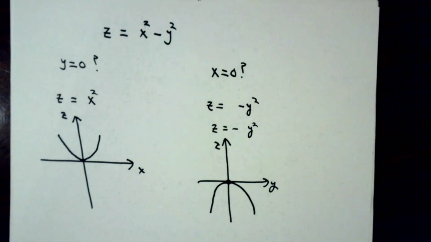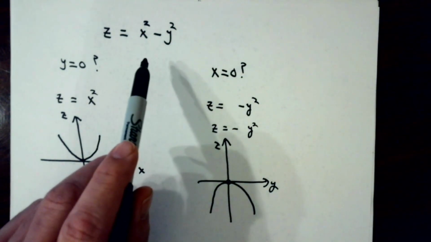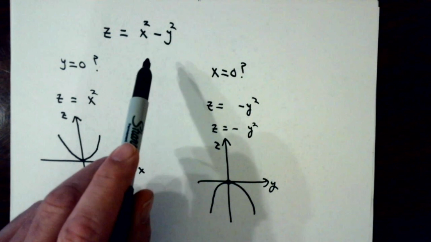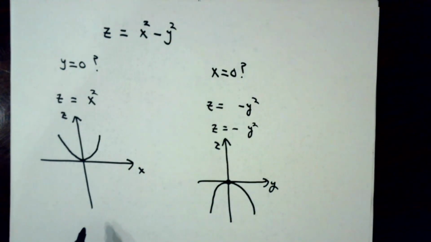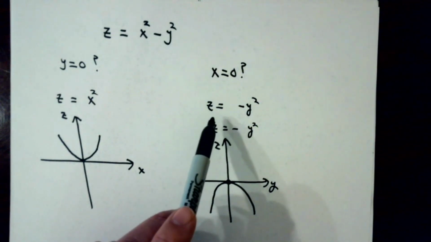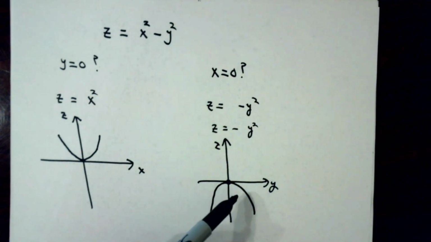If y were some number other than 0, I would have z equals x squared minus a positive number, it would look just like this, except it would be lowered down. If x is 0, then z is the negative of y squared, which is a downward opening parabola. If x were something other than 0, x squared would be positive, and this would be lifted upwards in the z direction.